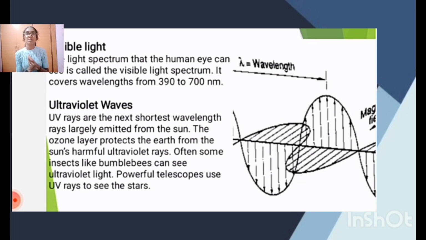And next, the fifth one is ultraviolet waves, UV rays. UV rays are the next shortest wavelength rays, largely emitted from the sun, and the ozone layer protects the earth from the sun's harmful ultraviolet rays. Some insects like bumblebees can see ultraviolet rays, and the powerful spectrum uses UV rays to see the stars.